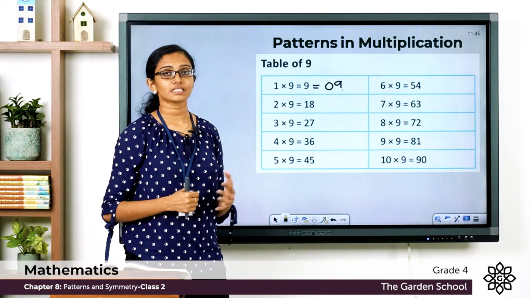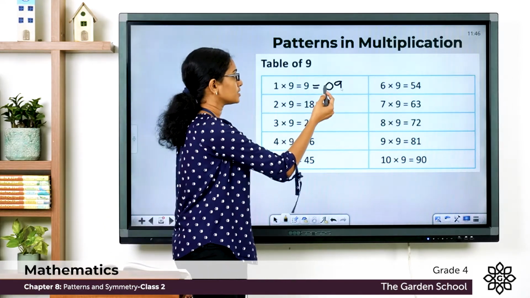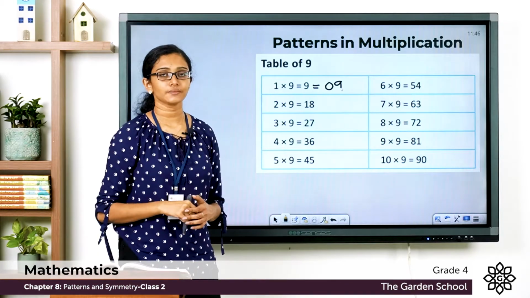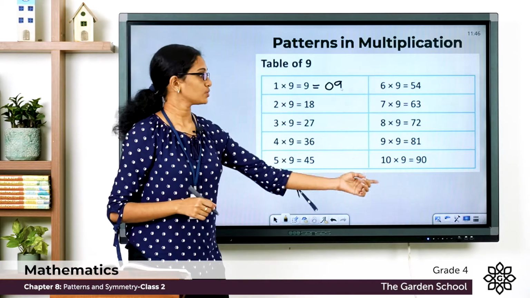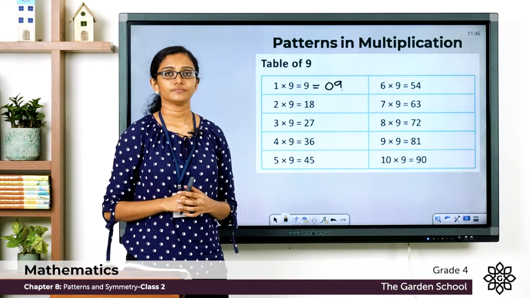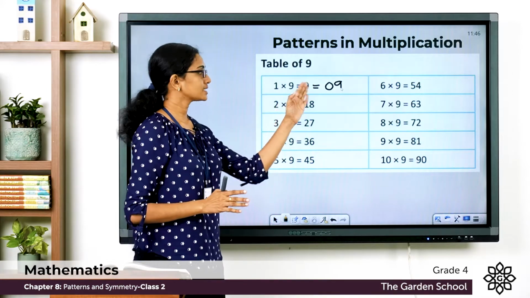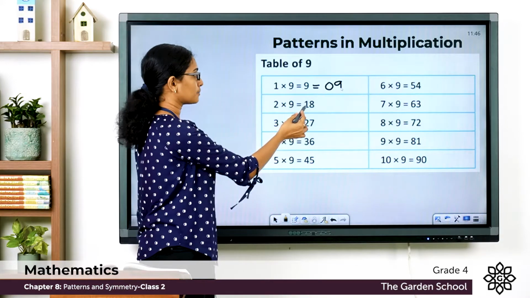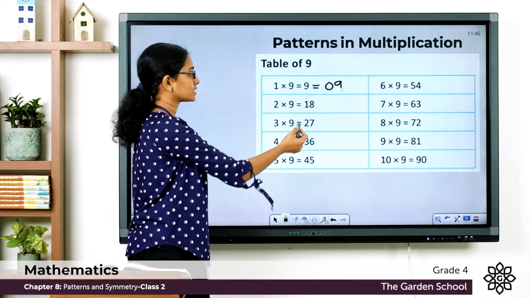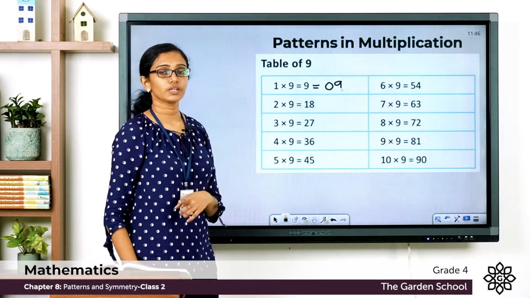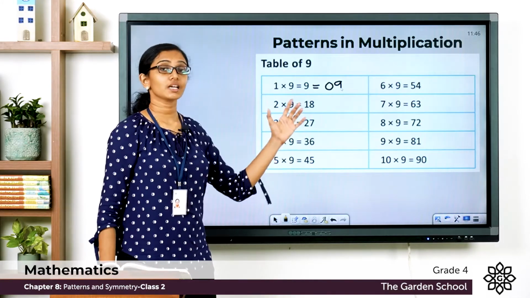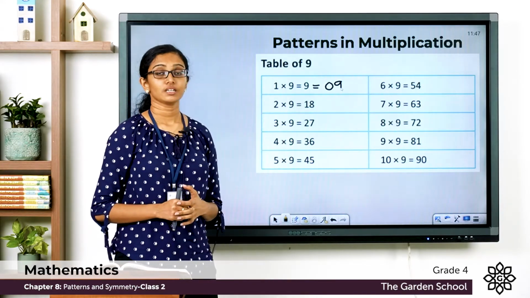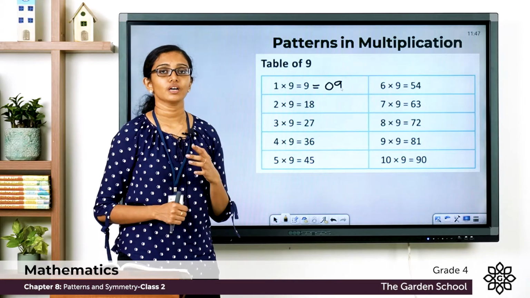Now what about the tens digit? In the tens place you have the numbers 0, 1, 2, 3, 4, 5, 6, 7, 8, 9. So in the tens place you can see the numbers 0 to 9 written in increasing order. And also note the sum of the digits in each multiple. 0 plus 9 equals 9, 1 plus 8 is equal to 9, 2 plus 7 equals 9, 3 plus 6 equals 9. So the sum of the digits in each of the multiples is equal to 9. So these are 3 patterns that you can observe in the multiplication table of 9.